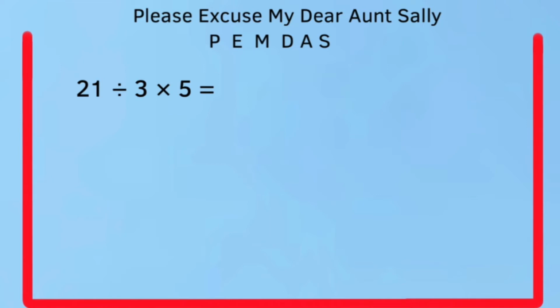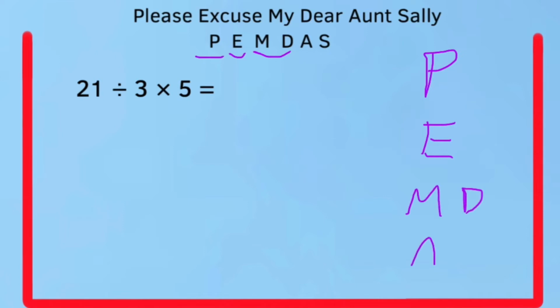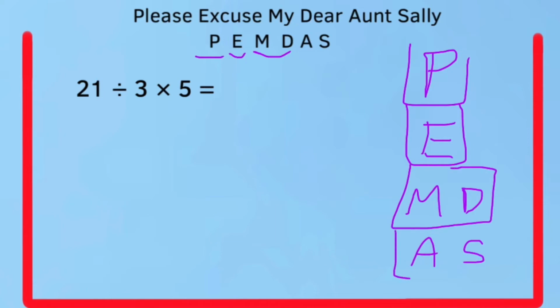Let's take a look over here. Do I have any parentheses? No. Any exponents? No. But I do have multiplication and division. And remember, P, E, M, D, A, S. And they're in sections. Because what matters when they're in sections is that I do it from left to right.